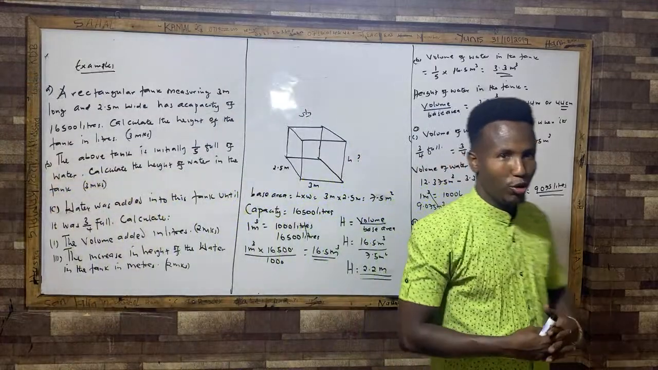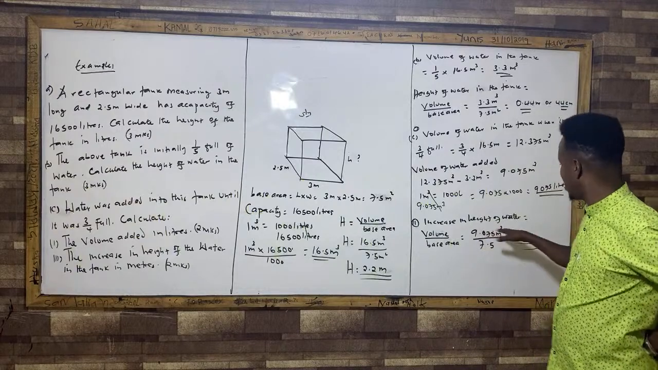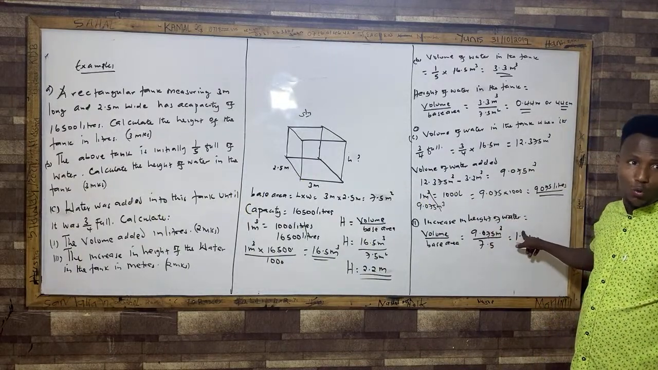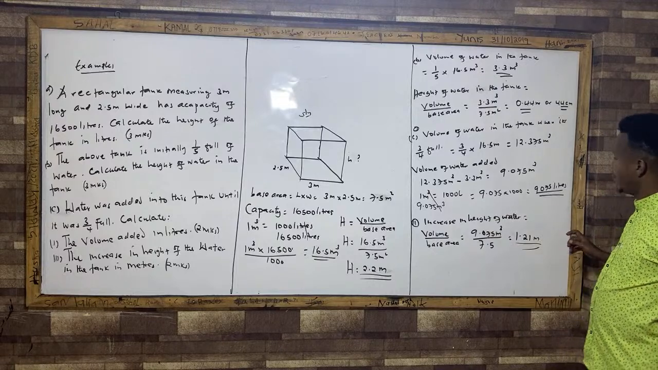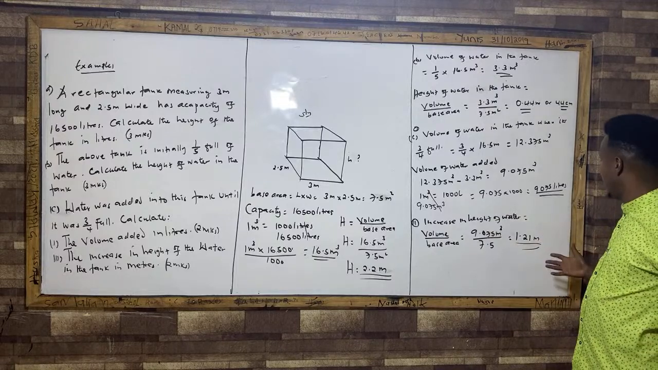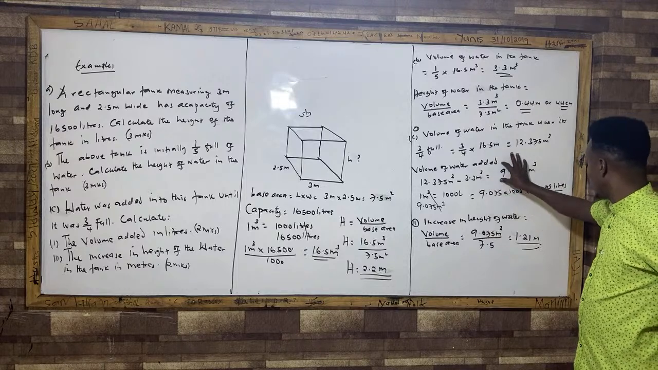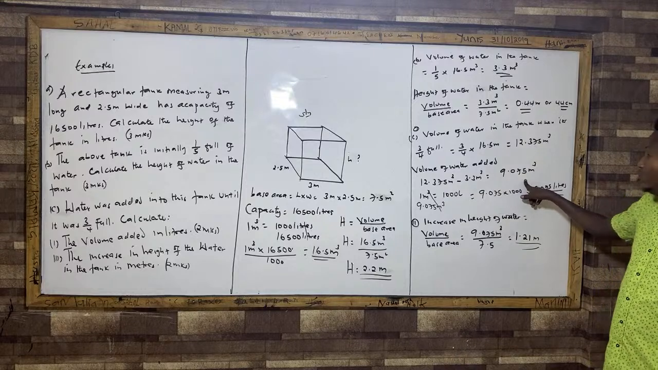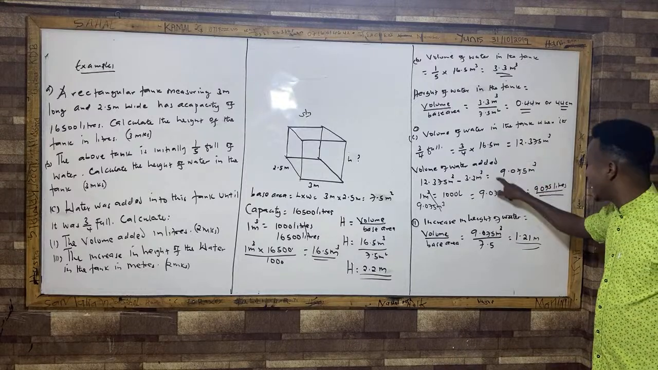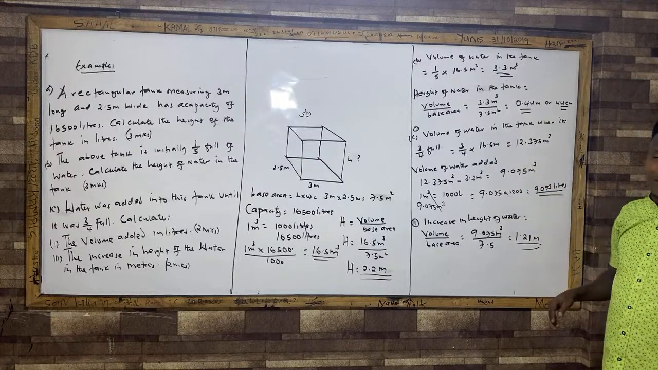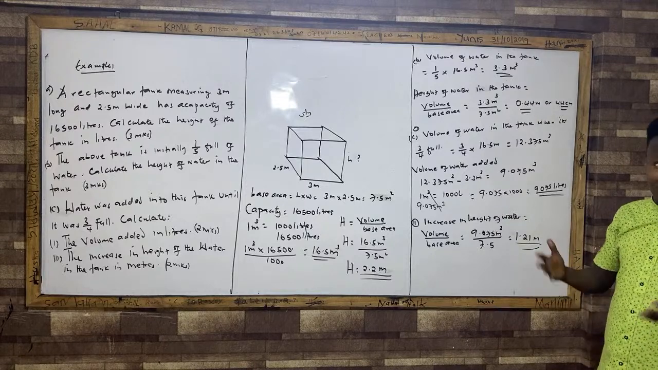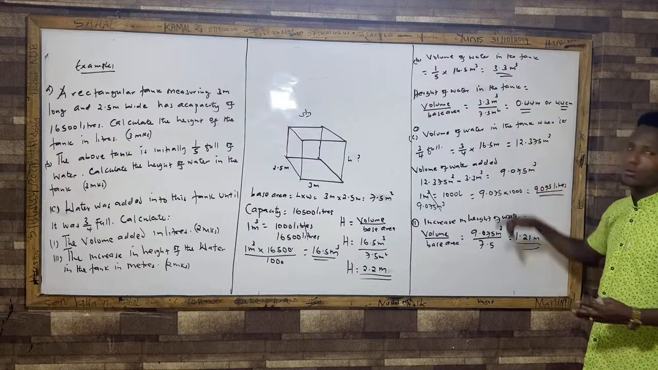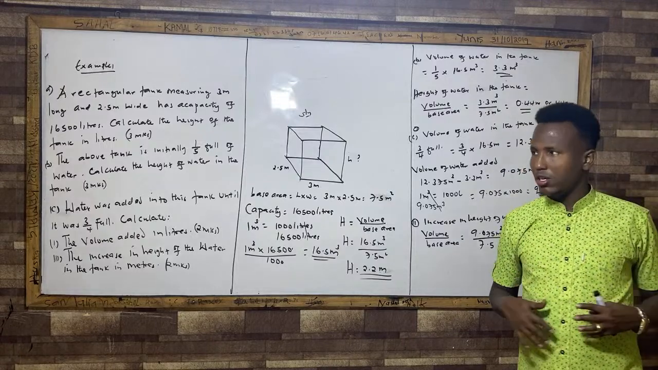Don't get confused when you come to this point. Because there's an increase in height of water, what are we going to do? We are going to say that the increase in volume of water is this minus this, which will give us 9.075. So if this is the increase in volume of water in the tank, we can get the increase in height of water: increase in volume divided by base area will give us the increase in height.